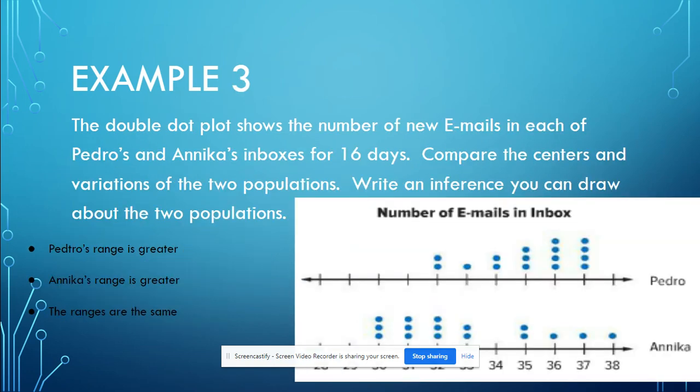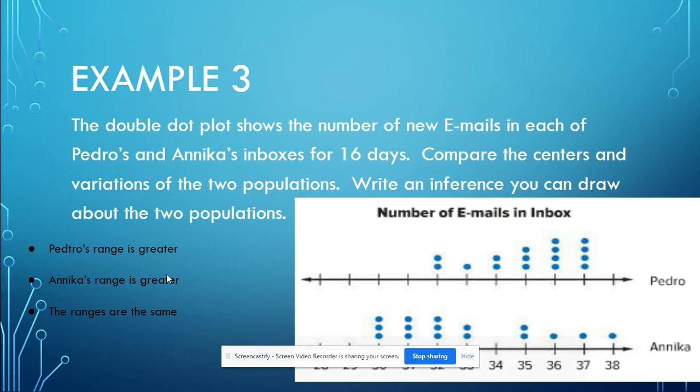All right, so now we're going to look at a double box or a double dot plot. And here we're looking at the number of emails that Pedro and Anika have throughout a period of 16 days. So there's a couple of things that don't stand out as well. You can see the range about as easily, but you cannot see the median nearly as well here because the dot plot doesn't label it like a double box plot does.